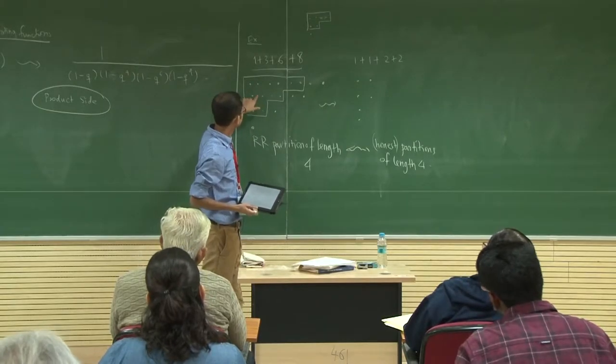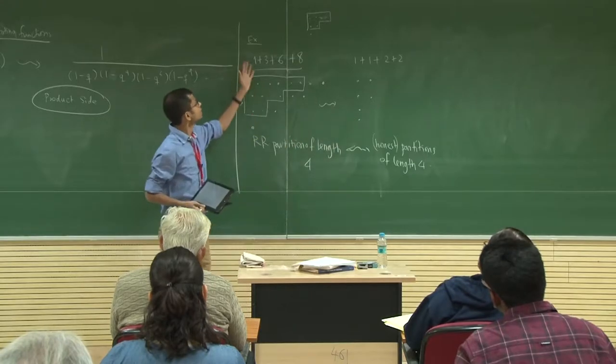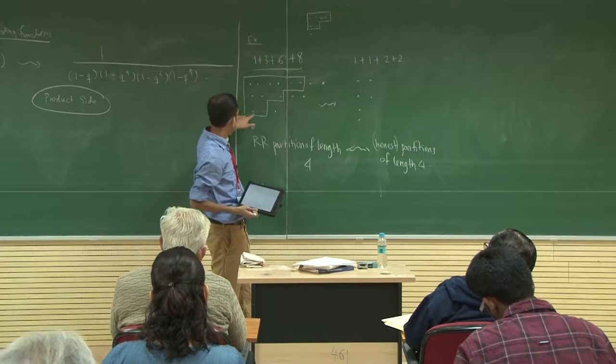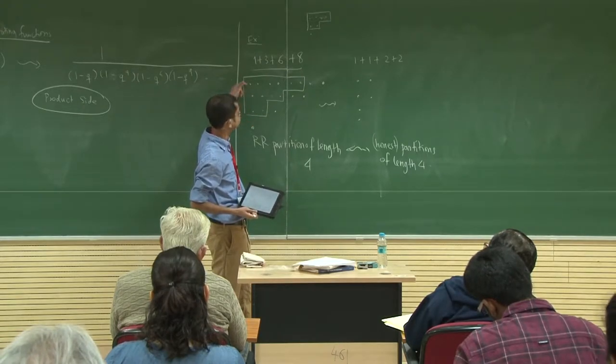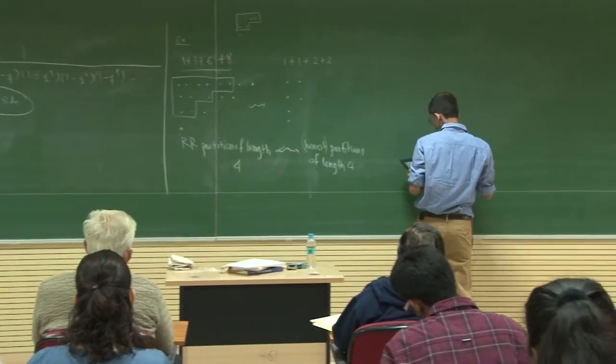From each of them, remove 2, 4, 6, and you get something like this. Yeah, there is nothing specific about this length. If you had a length 5 partition, you would go doing the same thing. You'll remove 2, 4, 6, and 8. Yeah, it's called removing a staircase.